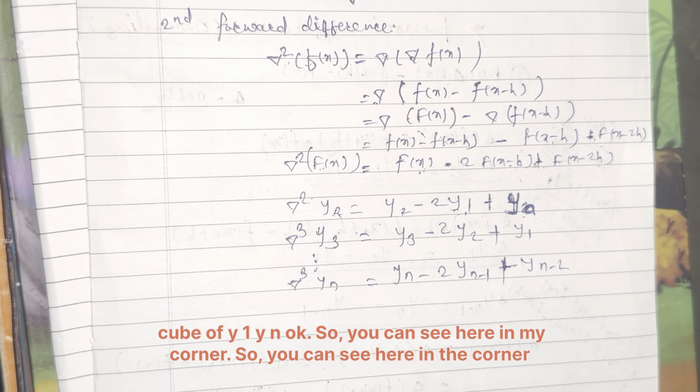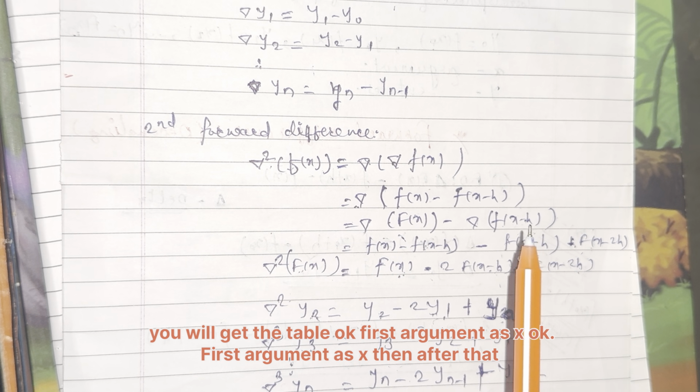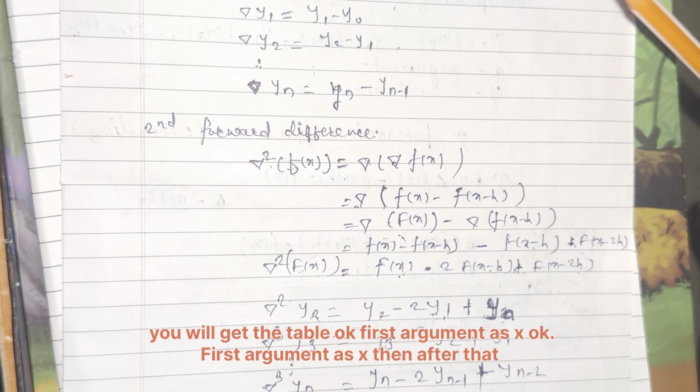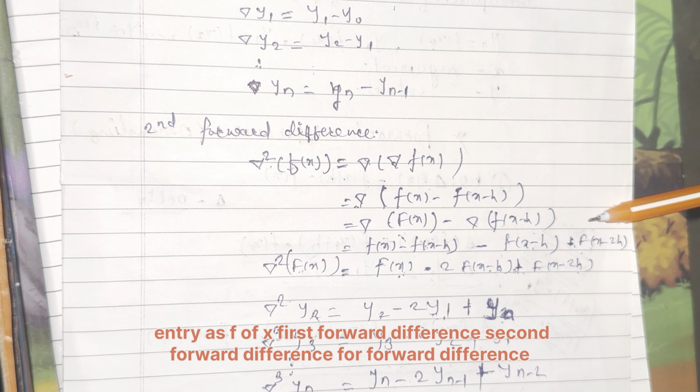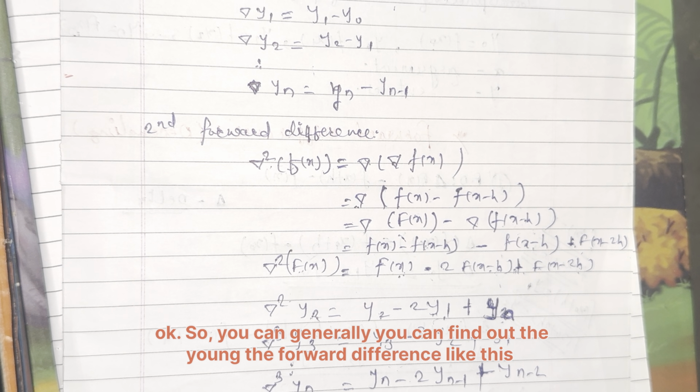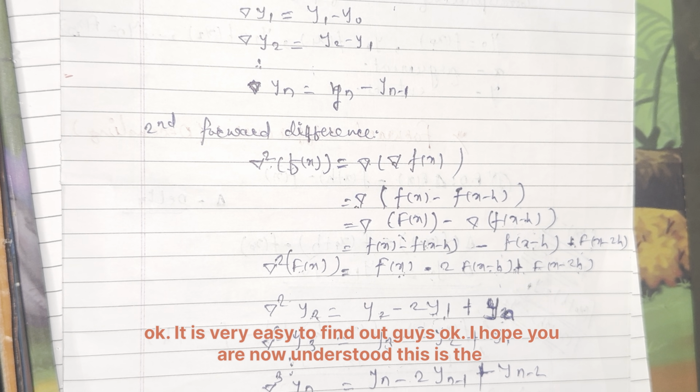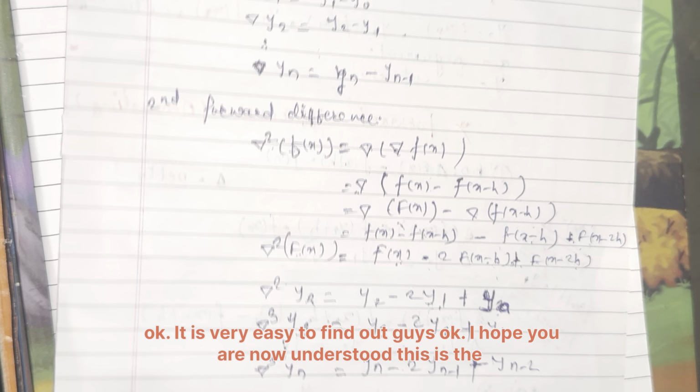You can see here in the corner, you will get the table. First argument as x, then after that entry as f of x, first forward difference, second forward difference, third forward difference. So you can find out the nth forward difference like this. It's very easy to find out, guys. I hope you all have understood.